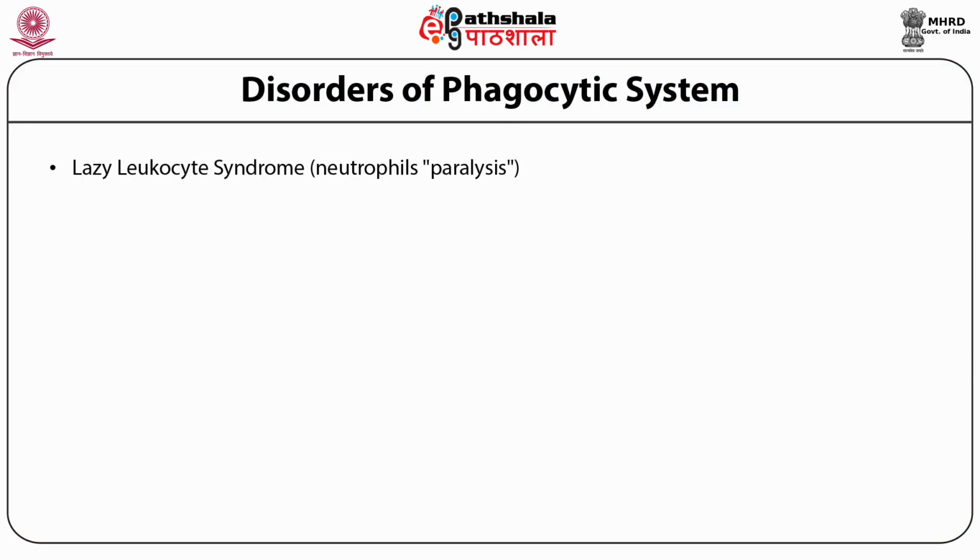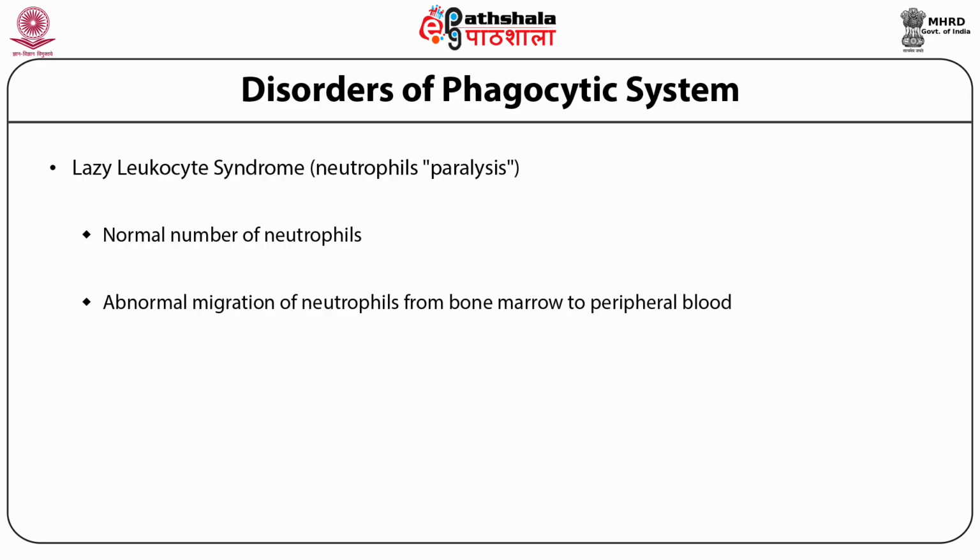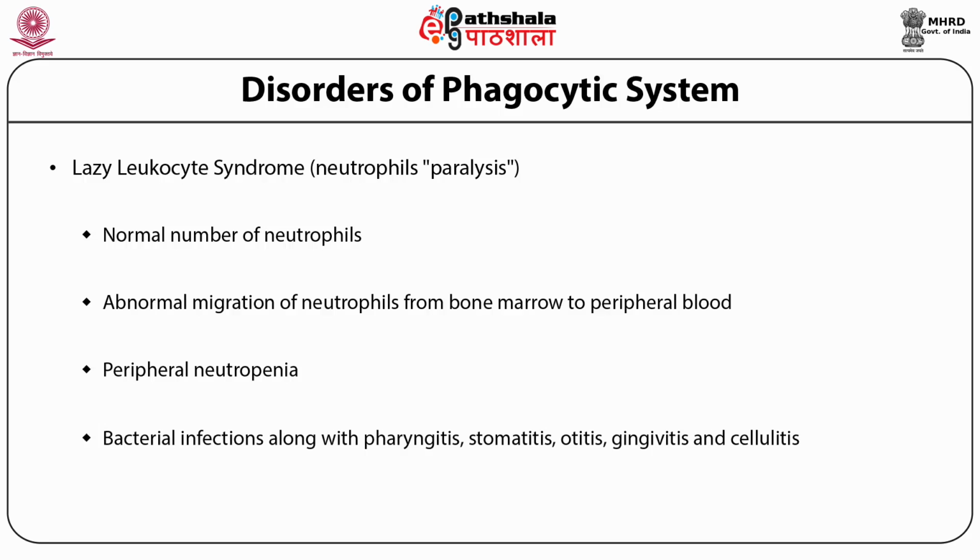Lazy leukocyte syndrome or neutrophil paralysis. In this case, there is a normal number of neutrophils, but their migration from bone marrow to peripheral blood is highly impaired. This leads to peripheral neutropenia. Patients show increased susceptibility to bacterial infections along with pharyngitis, stomatitis, otitis, gingivitis, and cellulitis.